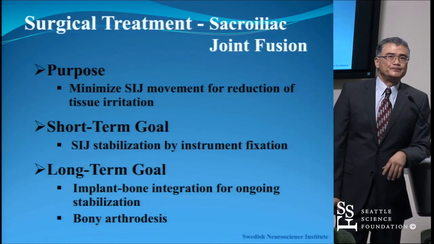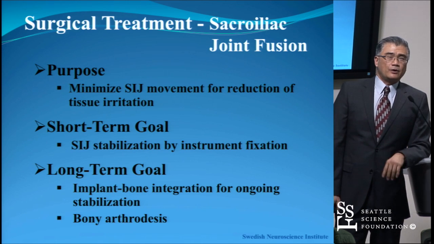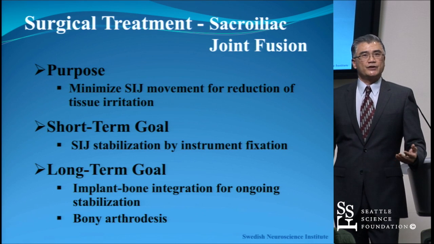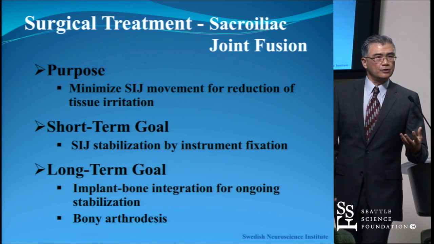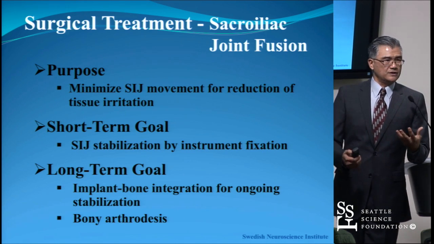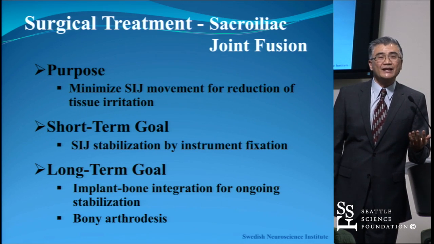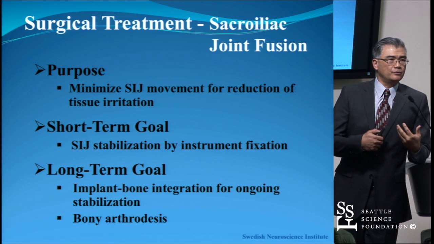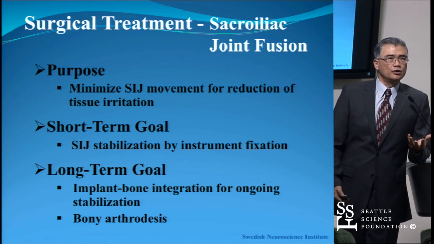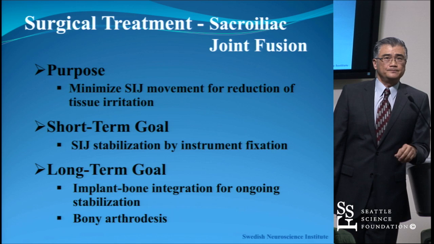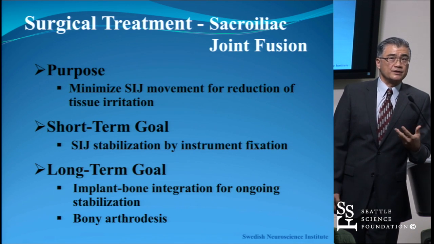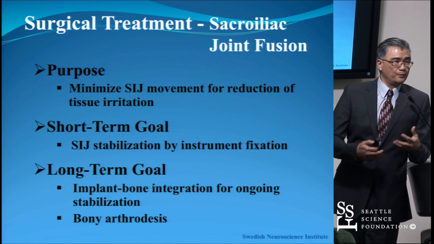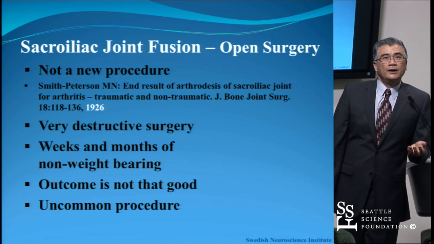Okay, so then I want to talk about surgical treatment. Now, about sacroiliac joint fusion. Okay, the treatment to eliminate the motion is by fusion. This is nothing new at all. Just to minimize the movement, so as to eliminate the irritation to the nerve endings, and the short-term goal is to stabilize the SI joint immediately. The long-term goal, of course, is that you want bone fusion to occur.